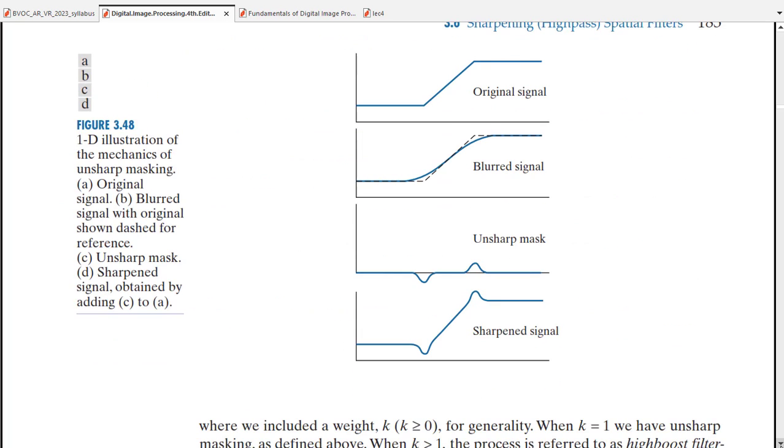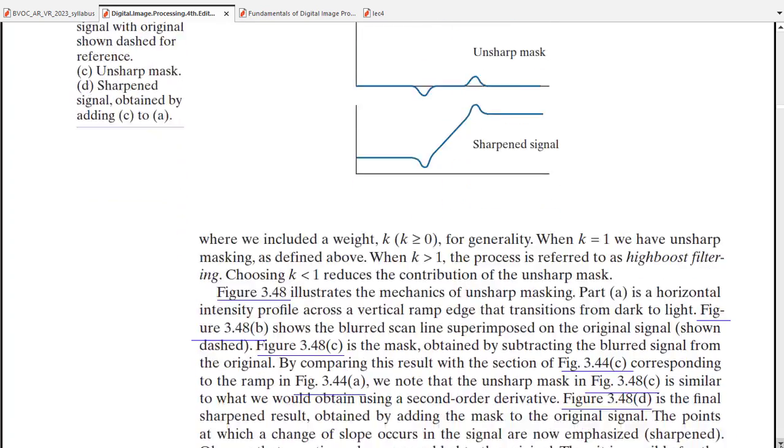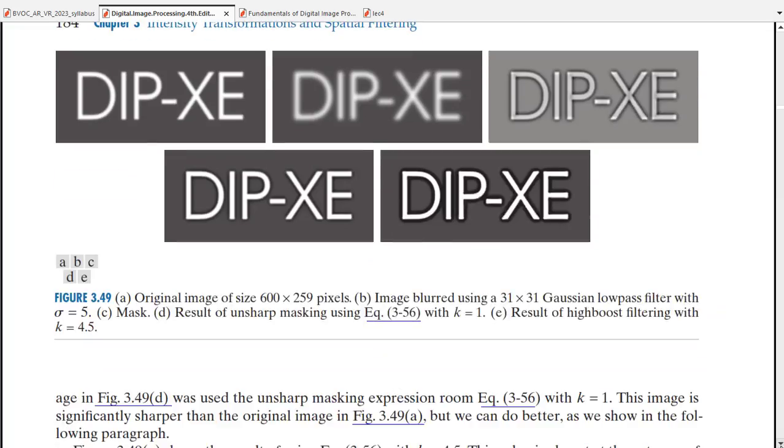The original picture size is 600 by 259 pixels. The second one is image blurring using a 31 by 31 Gaussian low pass filter with sigma equal to 5. The next one is the mask. The resultant unsharp mask uses the particular equation with k equal to 1. Finally, high-boost filtering with k equal to 4.5 highlights the face in this picture.